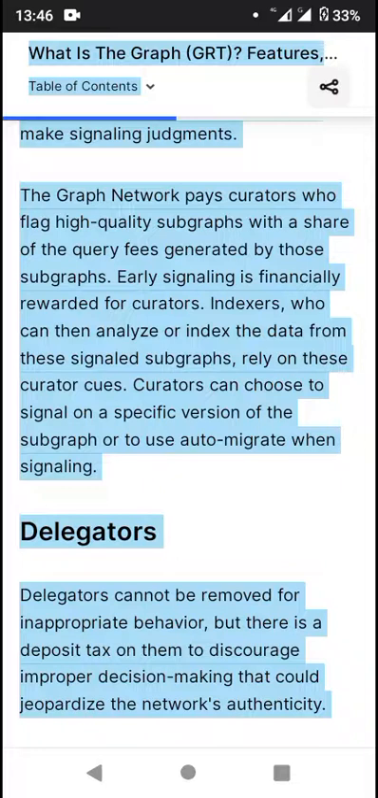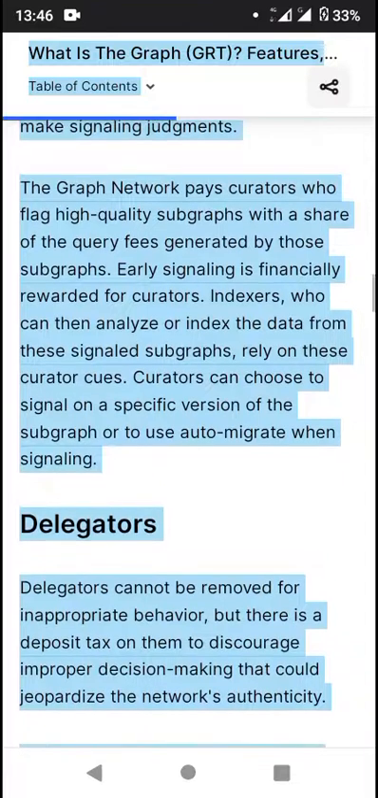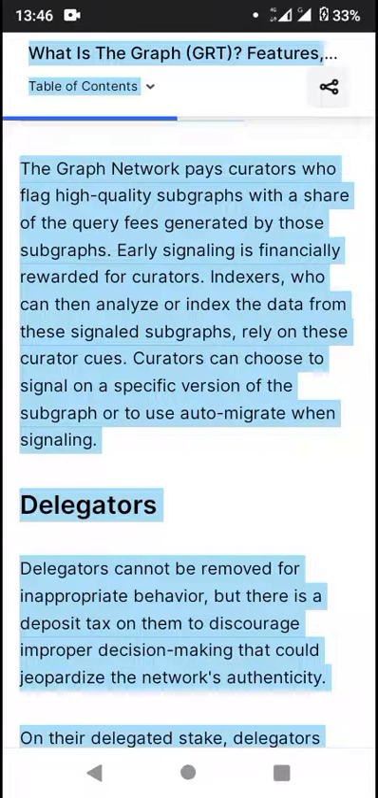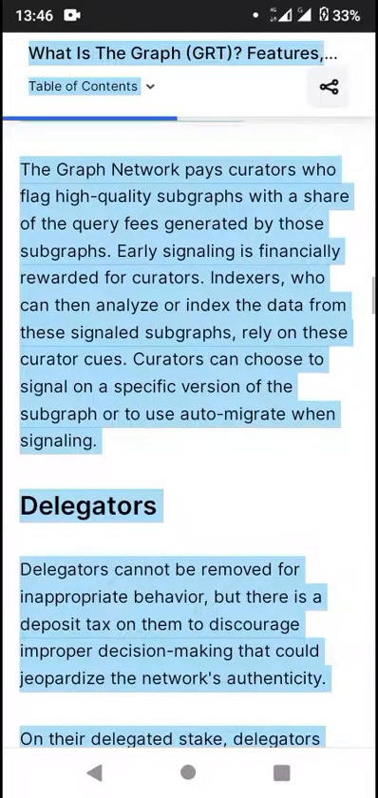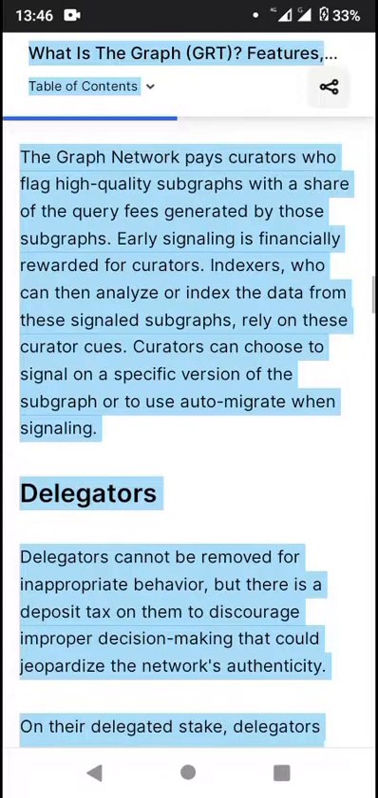Indexers who can then analyze or index the data from these signaled subgraphs rely on these curator signals. Curators can choose to signal on a specific version of the subgraph or to use auto migrate when signaling.